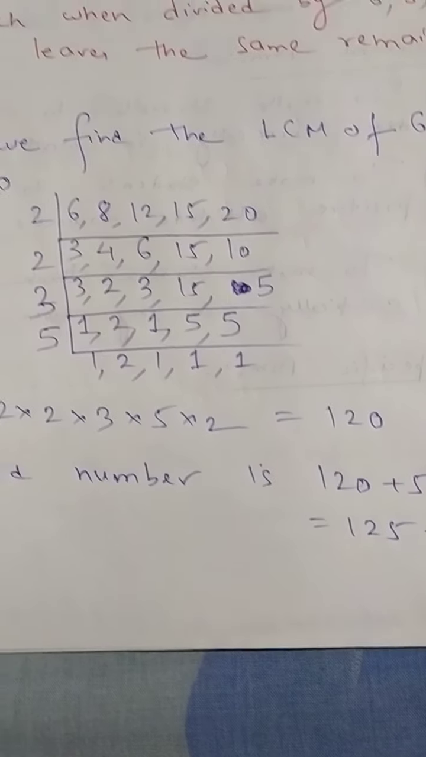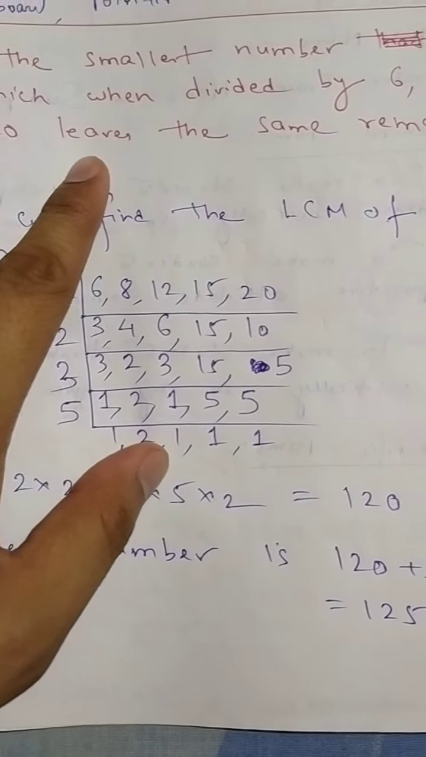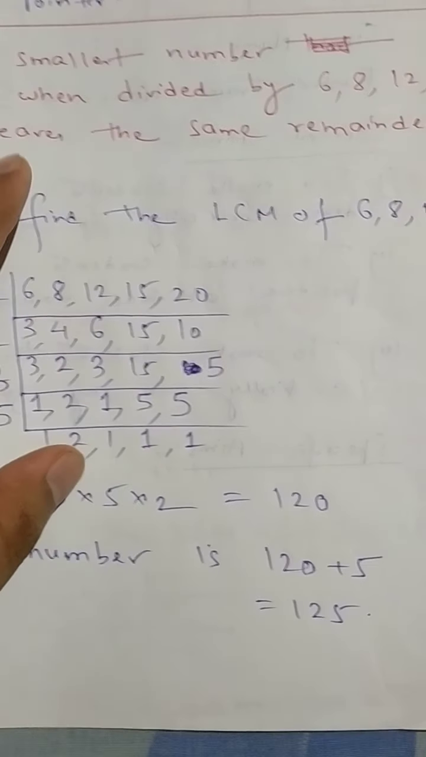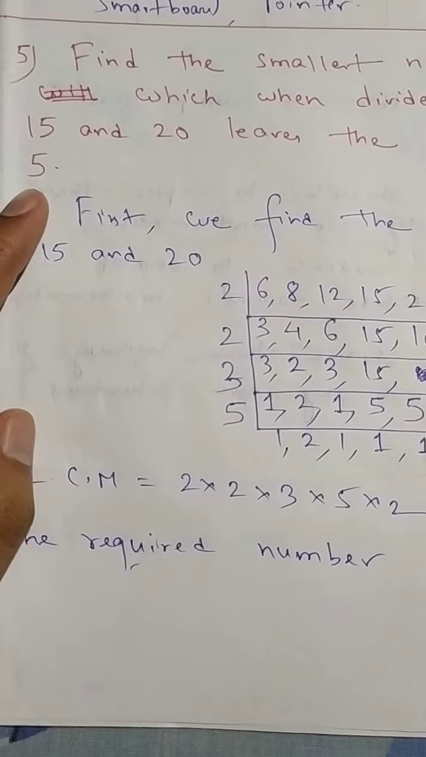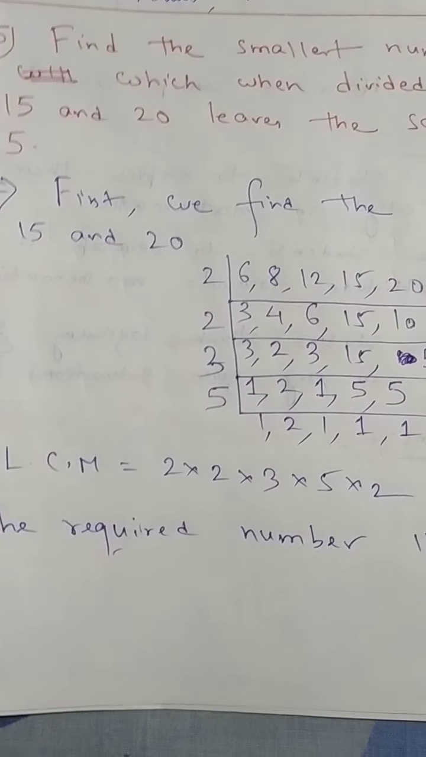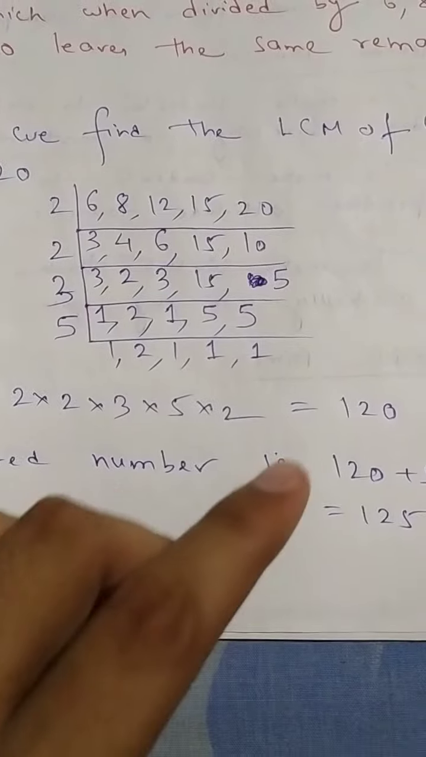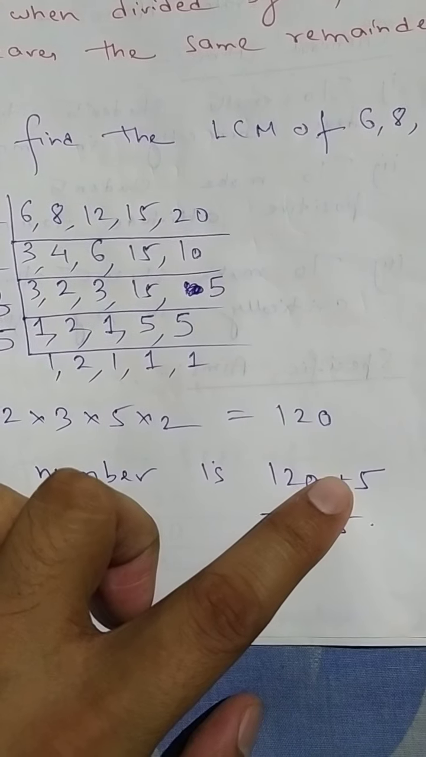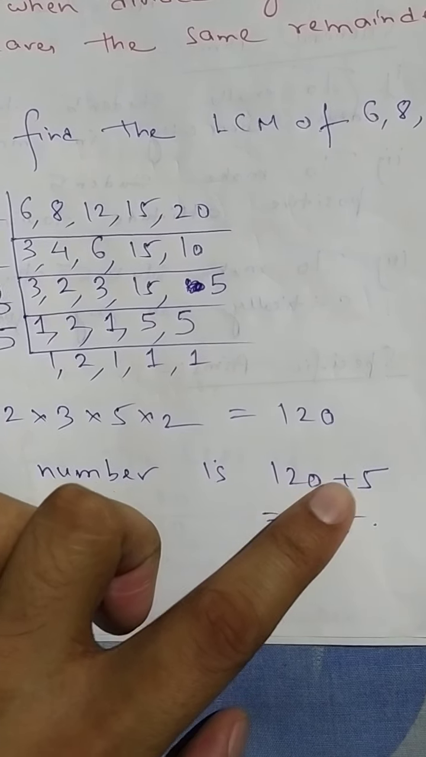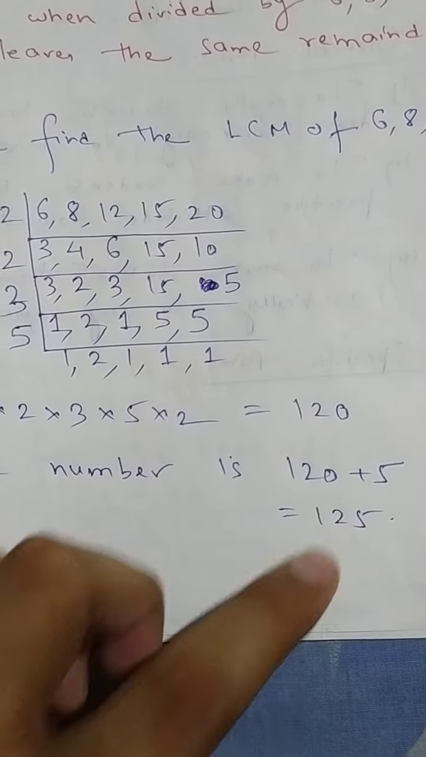But there is one more step. Here it is given leaves the same remainder 5. So this is the remainder. Now at last what you have to do, the required number is this LCM plus the remainder. You have to add the remainder, 120 plus 5, 125.